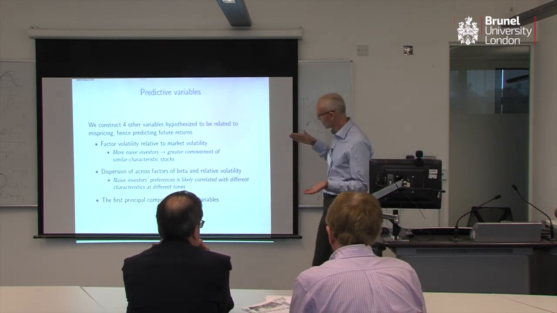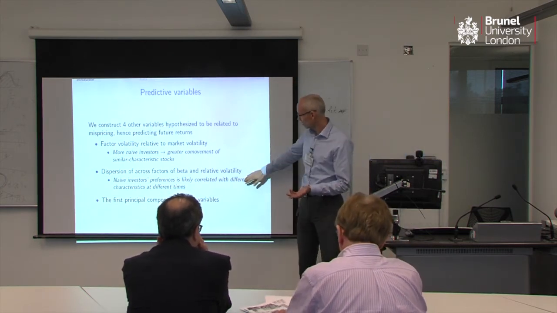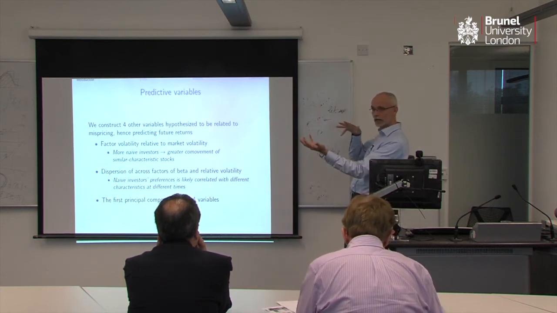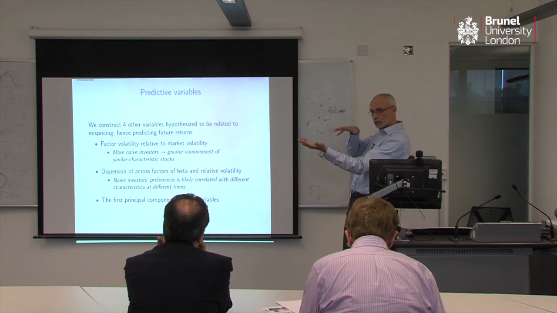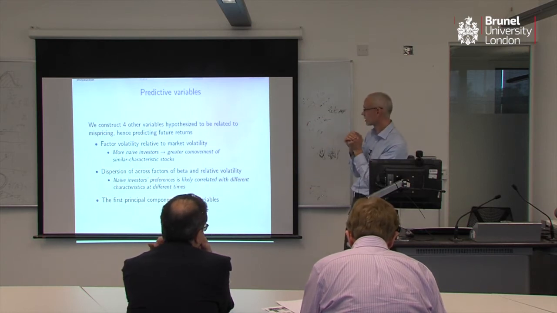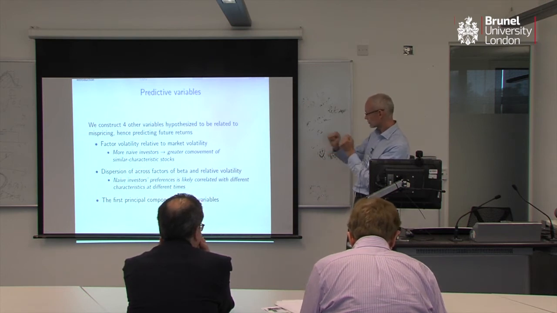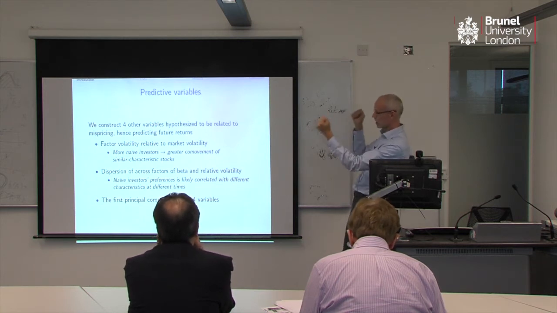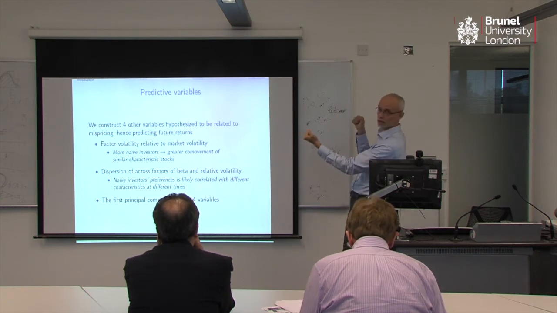And if naive investors' preferences vary over time with different characteristics related to some underlying value-growth factor, then if there's a high mass of naive investors, we'll potentially see a high dispersion.